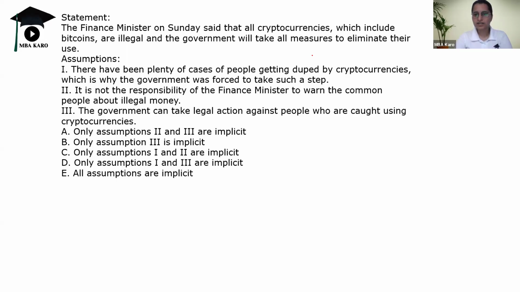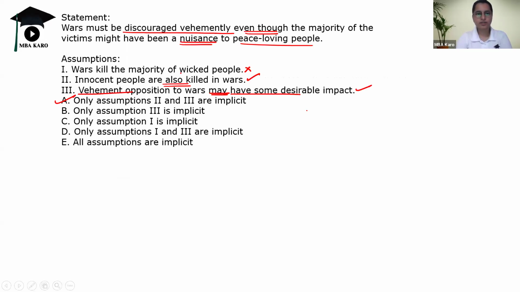No desirable impact, just the moral thing to do. Let me get back to this question. Moral thing could be there, but see, because our option is given in such a way, vehement opposition may have some desirable impact.